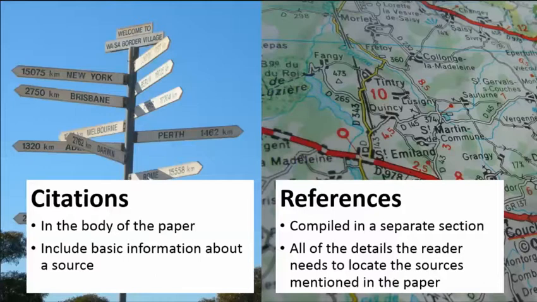Citations are like the shorthand we need to locate more detailed information in the corresponding entry in the References section. The References entry includes all of the details we need to find a source. Another way to think about it is that the citations are like a sign pointing us in the right direction, and references are like a map telling us exactly how to get there.